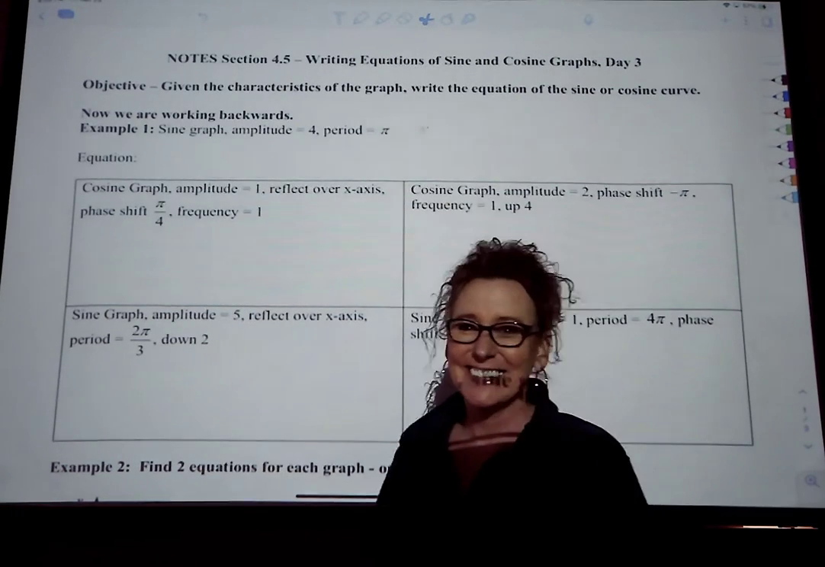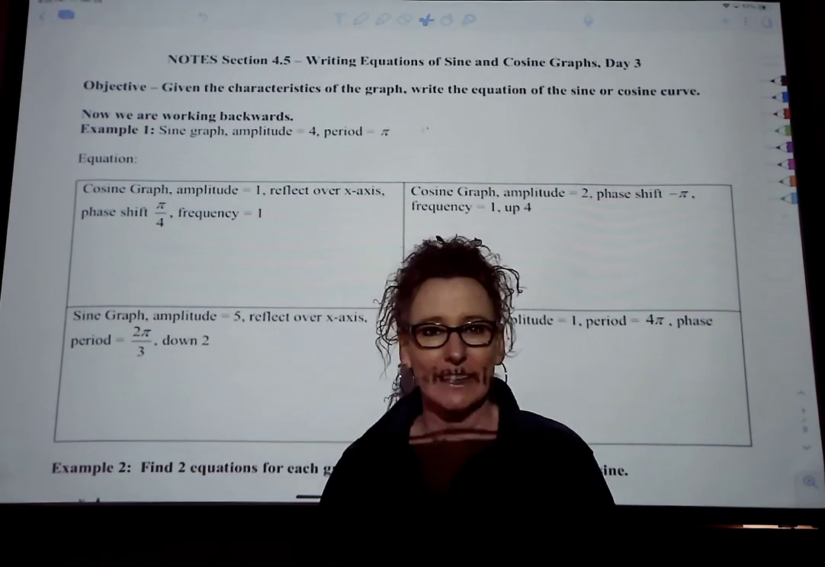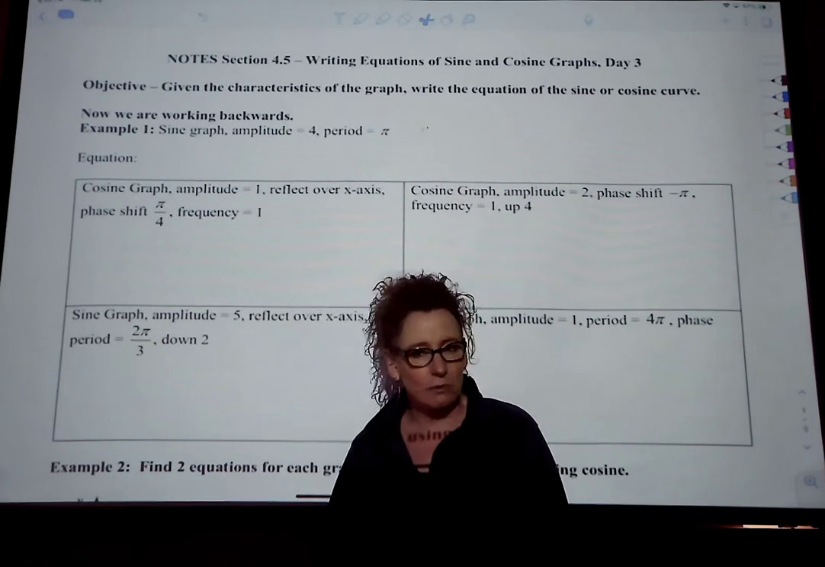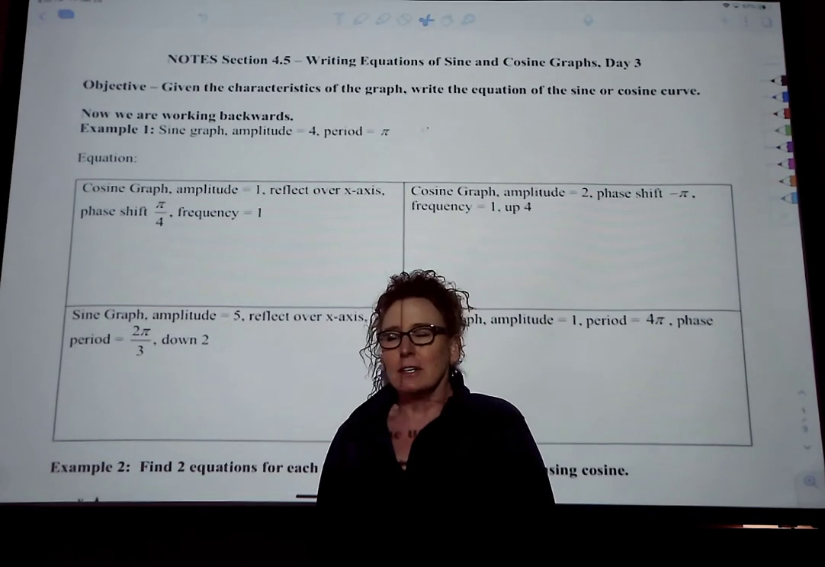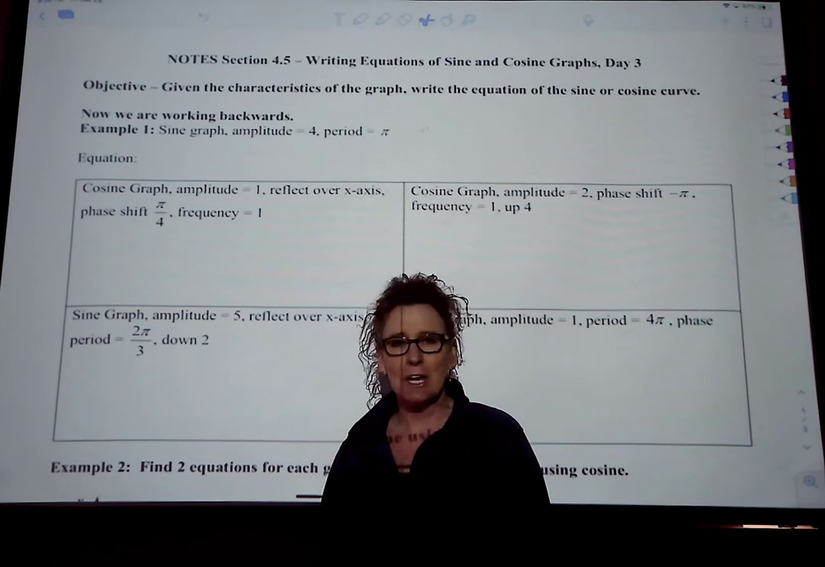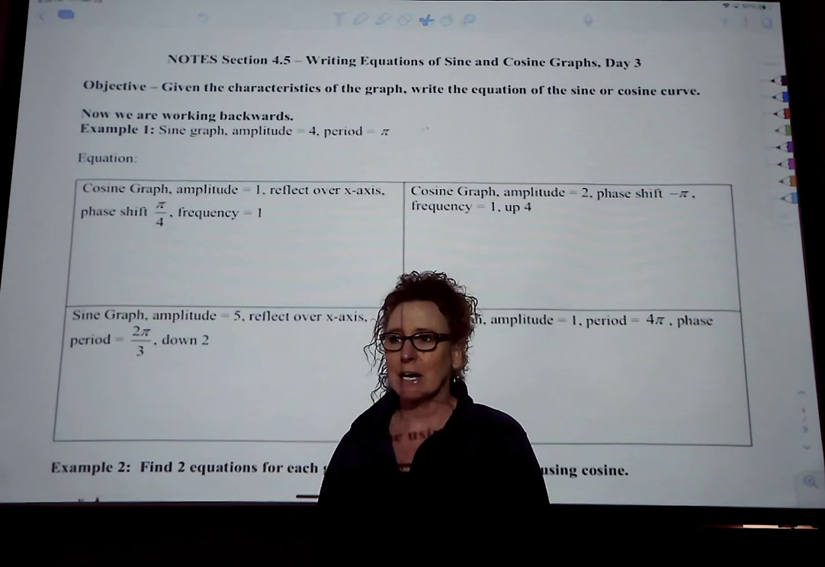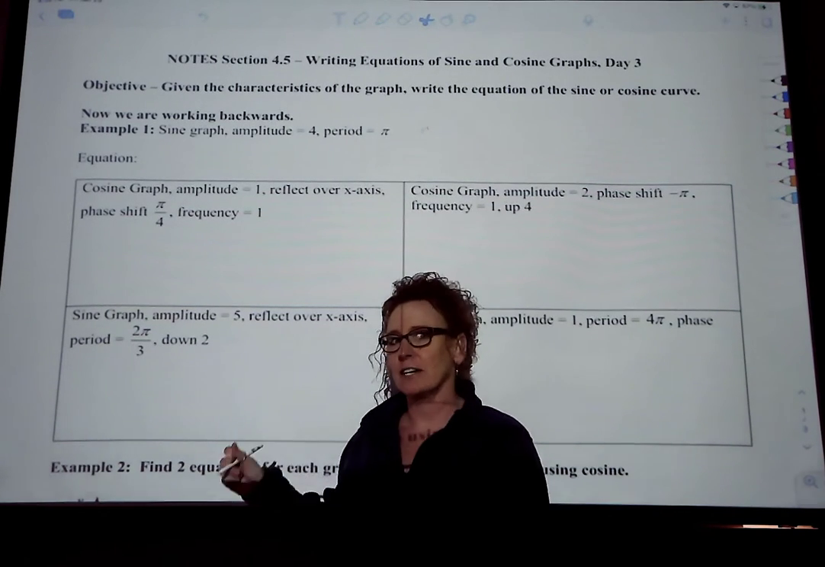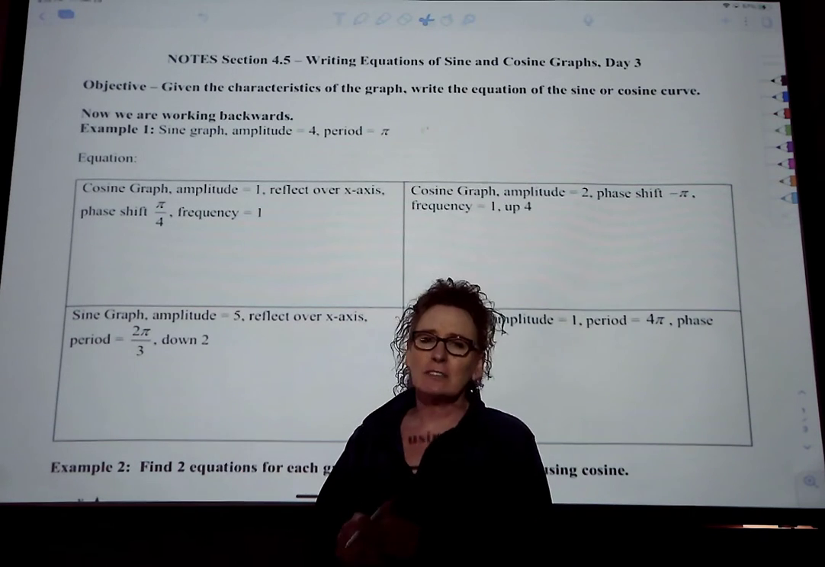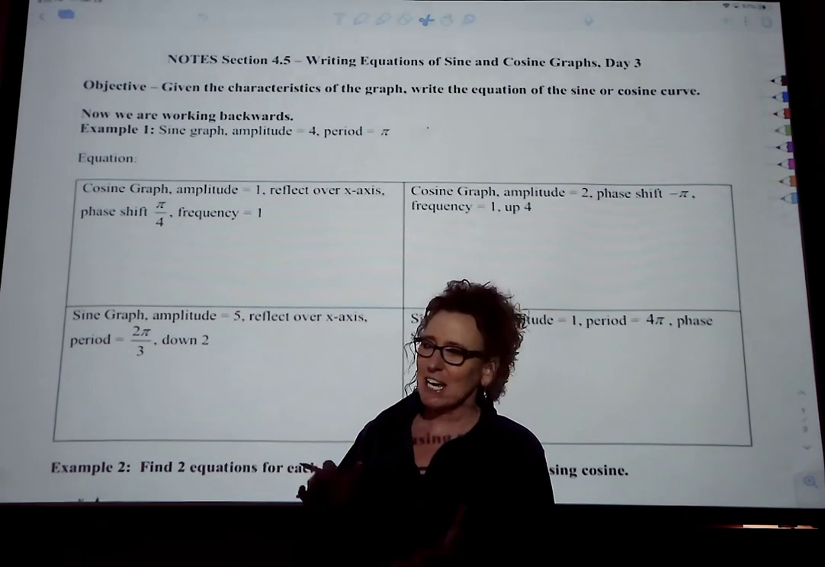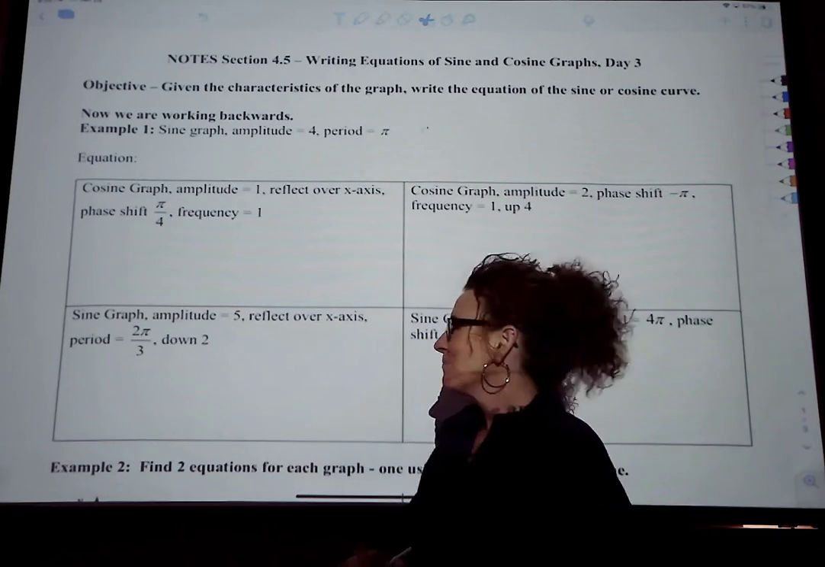Hey guys, have your notes here for 4-5 day 3, and this is really cool. This is one of my favorite. I'm not a huge fan of trig graphing, but this is probably my favorite day of all the trig graphing. Some of you like to be a little bit weird, and this is kind of your chance to be a little bit weird.